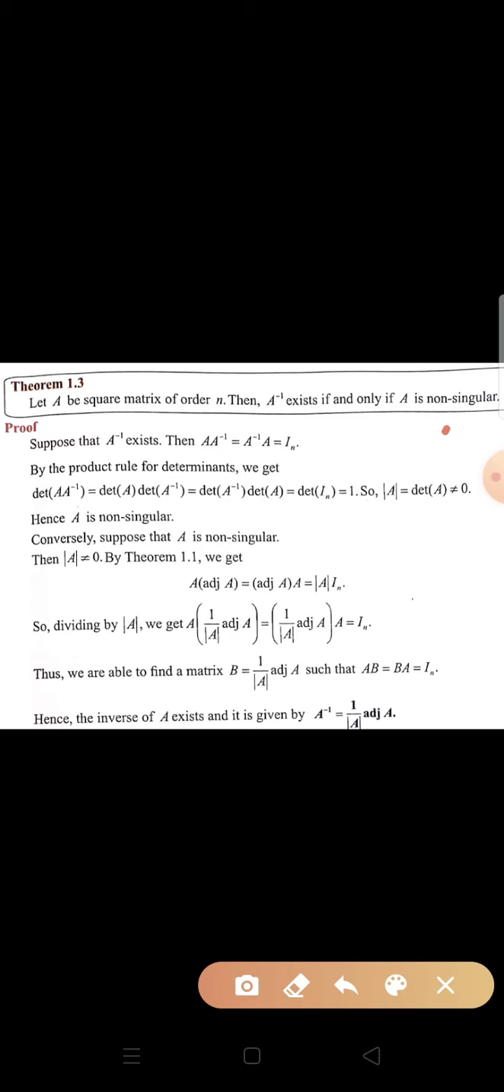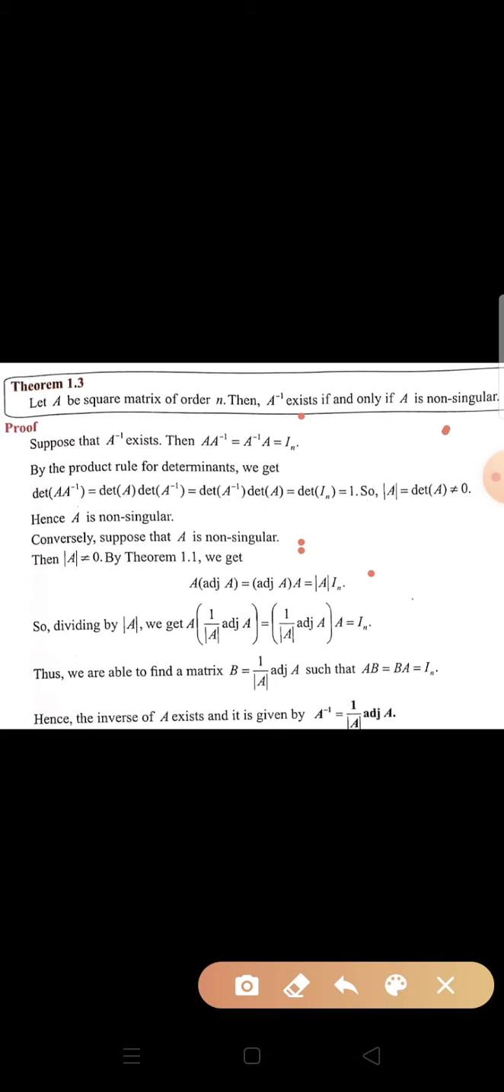Now suppose that A is non-singular. We are going to prove A inverse exists, in reverse order. Conversely, suppose that A is non-singular, then determinant A is not equal to 0. By theorem 1.1, what is our first theorem? A into adjoint A is equal to determinant A into In. This is our first theorem, okay?